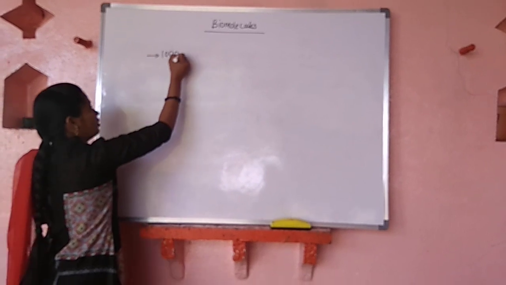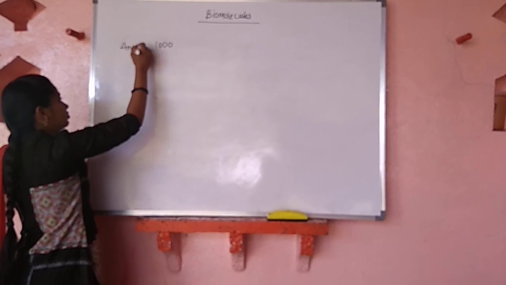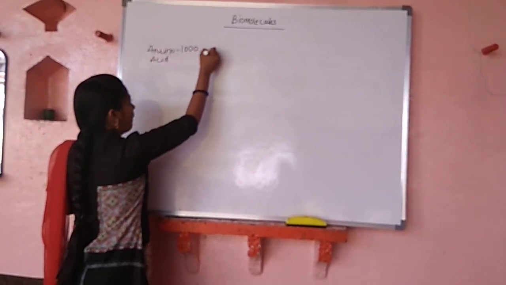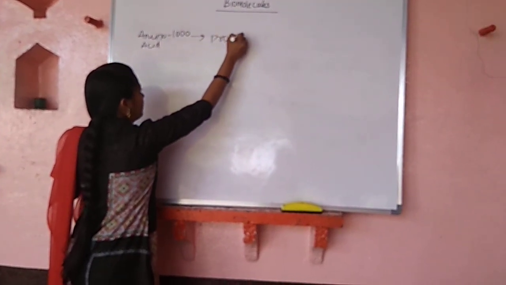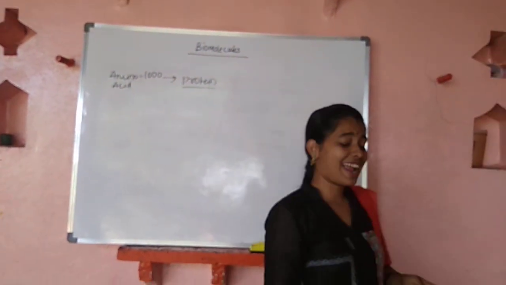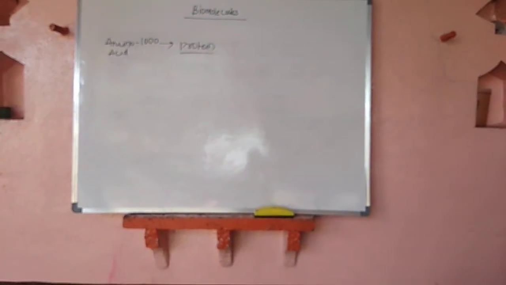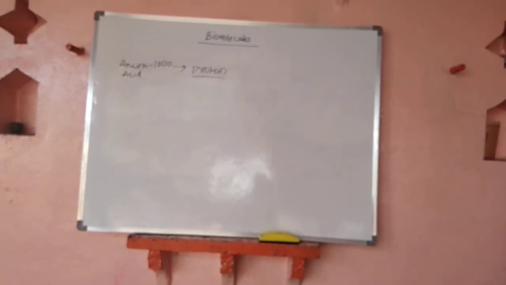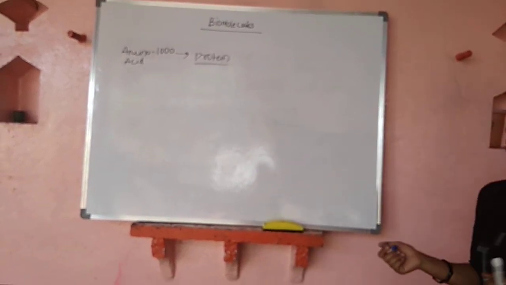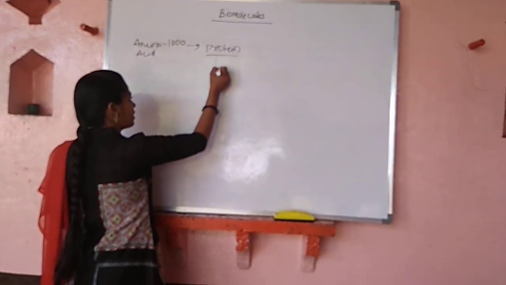Which helps to form protein. Okay. So let us start with types of protein. So mainly there are two types of protein. One is globular protein and another one is fibrous protein. So let us do the classification, classification based on the structure.